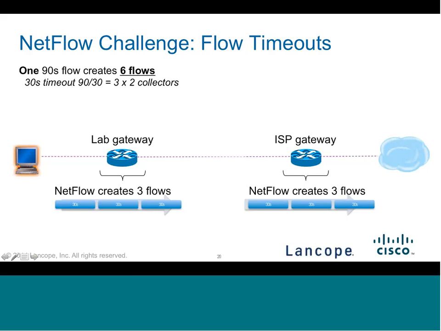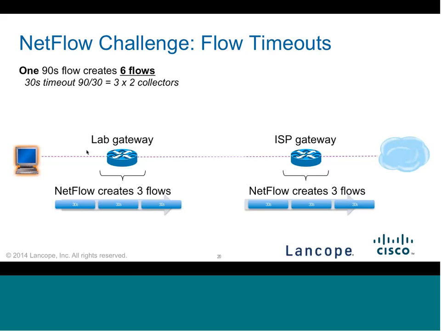So if you look at the way NetFlow actually works, if there's a flow from a client to the internet, and there's a lab gateway and an ISP gateway, and that flow is 90 seconds long, flow timeout, by default, the way it works in the protocol, it'll actually split up that flow into 3 separate 30-second flows. It does this to make sure that the device doesn't keep flows in memory longer than it has to, and it's just the way NetFlow works, and there's a lot of advantages to it.